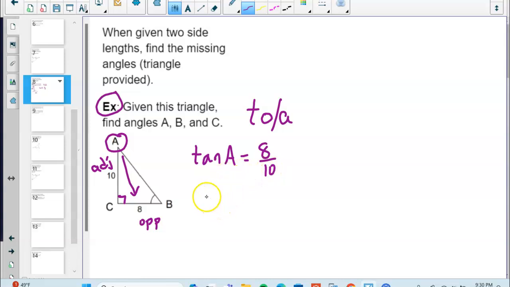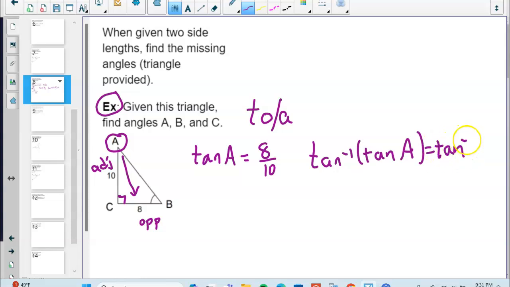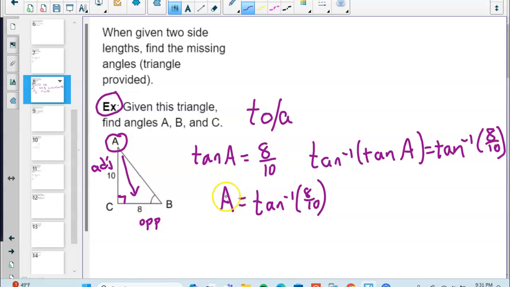I'm going to undo the tangent with a tangent inverse, and depending on how your teacher taught you this, you can either look at it as being tangent inverse of tangent. Whatever I do to one side of an equation, I have to do the same to the other. I usually tell my students to just skip this step right here because really the inverse tangent and the tangent will undo each other because they're inverse functions. I can find angle A by doing tangent inverse of that ratio. That's what these trig ratios are going to allow us to do, is find angles.